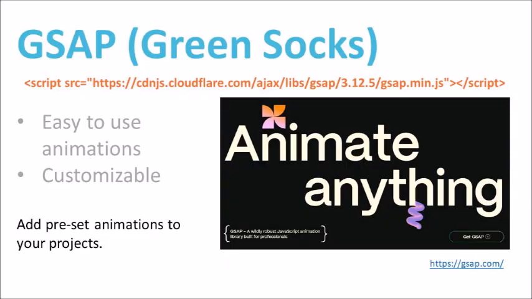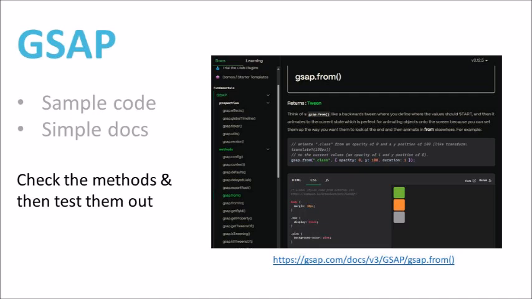Then you have animation libraries. So GSAP or GreenSock is a popular one. For example, here you will add the script code, follow the instructions, and then add preset animations to your project. For GSAP, they have sample code with simple documents. So you check out the methods and then test them out.